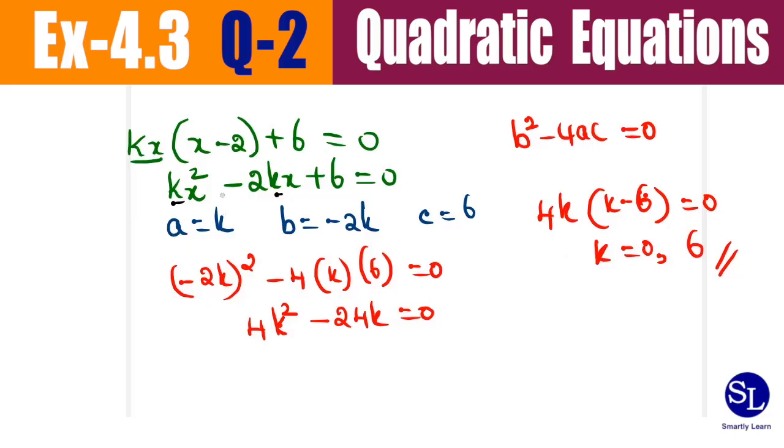Now, if k is equal to 0, what happens to the quadratic equation? So, you look at 0x squared minus 0x plus 6 is equal to 0. So, this is not possible. So, k's only possible value is going to be 6. So, the value that k will finally take is going to be equal to 6.